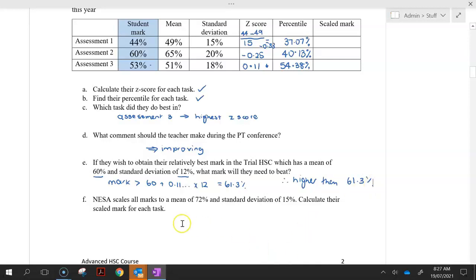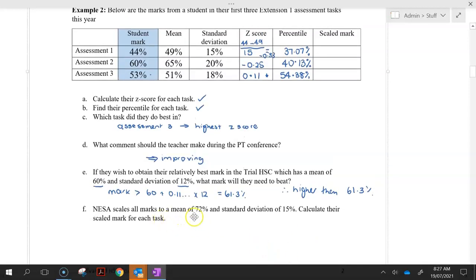Okay, part F. Nessa's going to scale all the marks to a mean of 72 and a standard deviation of 15. Okay, calculate their scaled mark. Let's go to the nearest percent for each task. So all I need to do is basically I want the average to be 72, and then we get their Z-score, which was 0.33 repeater, times the standard deviation. So 72 minus 0. Put a few threes in there, and we get about 67%.